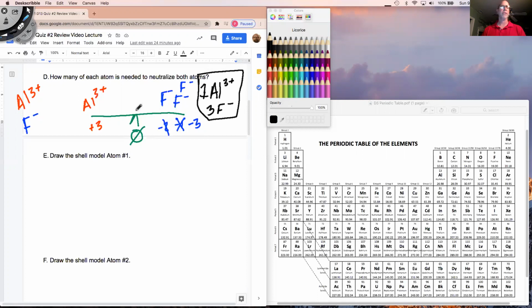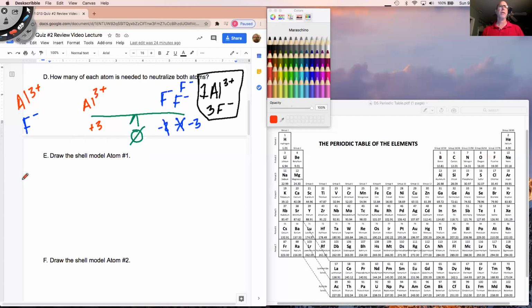If you write, which some of you are doing, oh, you need 2 more fluorines or something like that, I'm marking you wrong. You must write out 3 F minuses and 1 Al plus. Now the next one, ladies and gentlemen, says, draw the shell model for atom number 1.